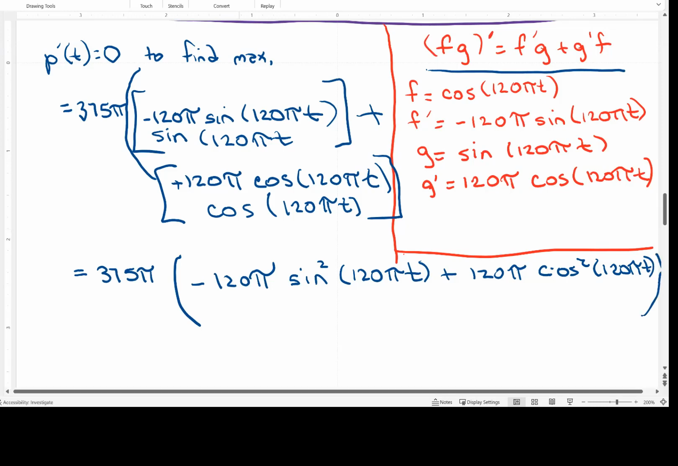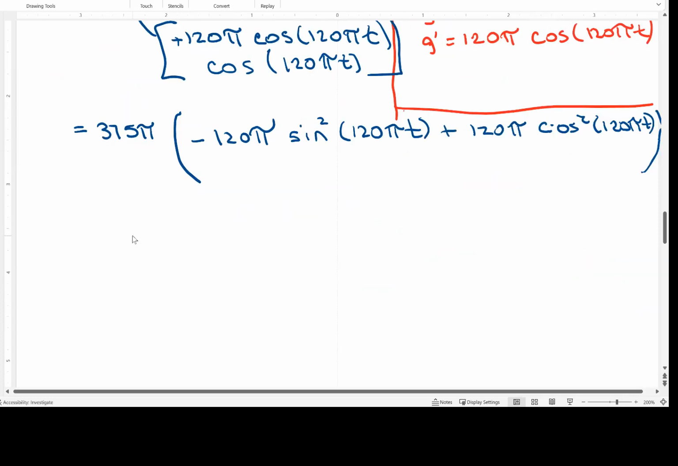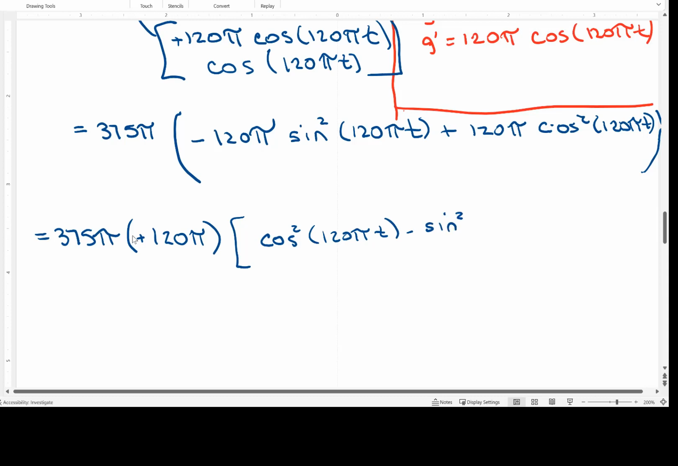And I can factor out a few things. I can say this is equal to 375 pi times positive 120 pi. I'm going to switch the sine and cosine around so that I have a positive minus a negative. So this is cosine squared of 120 pi t minus sine squared of 120 pi t.